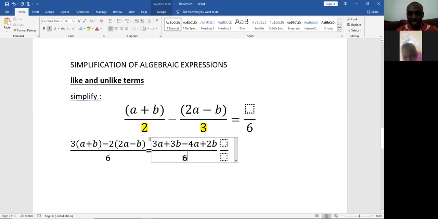And then you can take the like terms here. You can take the like terms and put them together, and then I can put them in the brackets. So I can say 3a minus 4a. And then you can have another bracket here. And then I take the b's, 3b plus 2b.